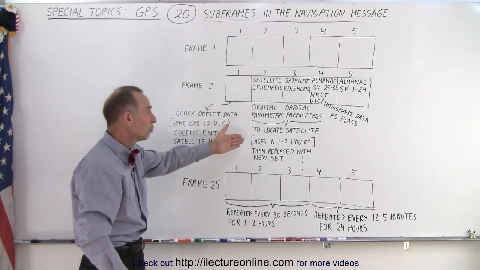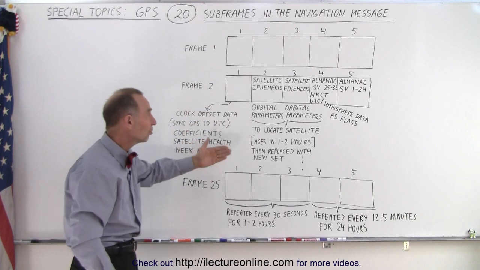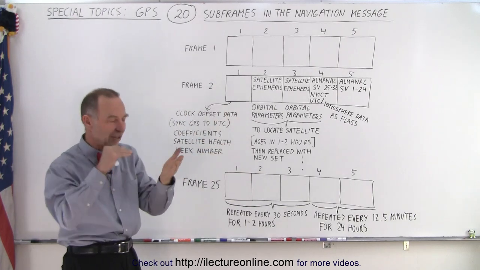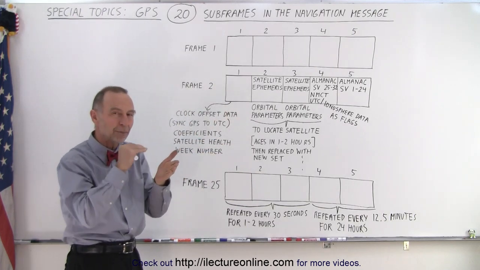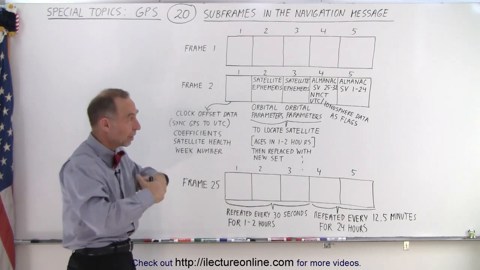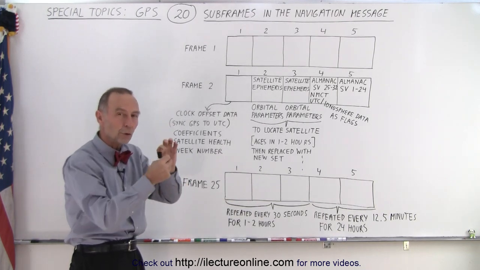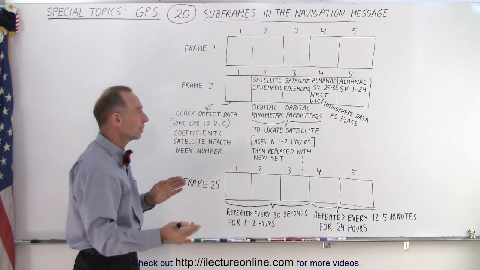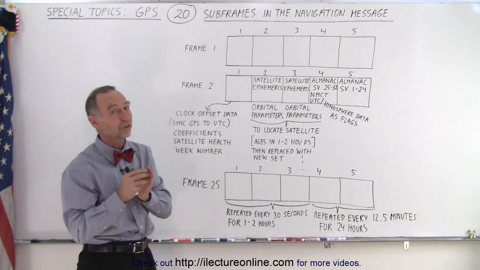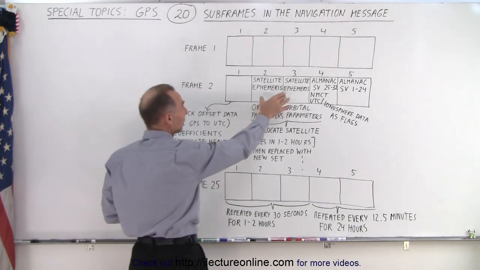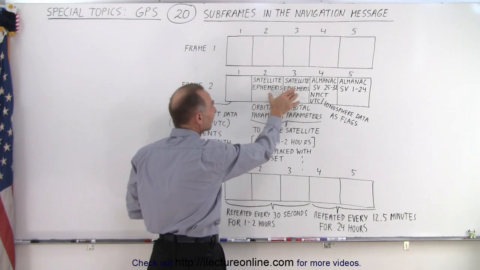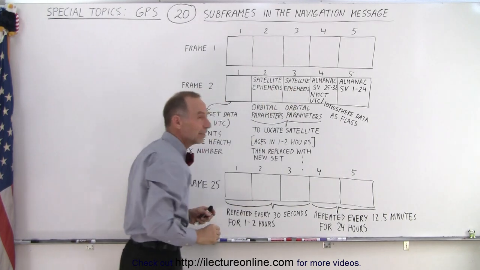And so every 1 to 2 hours, we switch to a new set of ephemeris data, which again is centered on a specific time when it's extremely accurate, along with coefficients to allow us to do curve fitting for that 1 to 2 hour period to know exactly where those satellites are. So that's what the ephemeris data is. And each satellite sends its own ephemeris data.